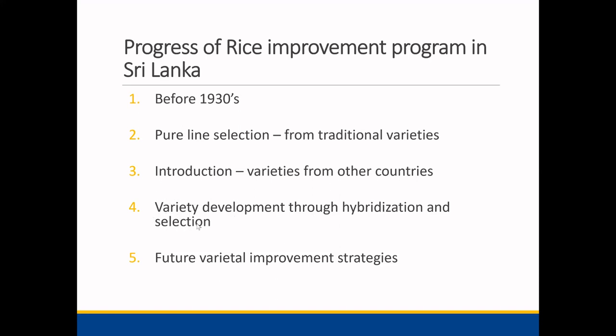It is the major one through which we have developed the old improved varieties and newly improved varieties. I explained them in the previous class: what is an old improved variety and what is a newly improved variety. And in tomorrow's class, the fifth bullet point, we will look briefly at the future varietal improvement strategies the Rice Research and Development Institute is working on, and what the prospects are.